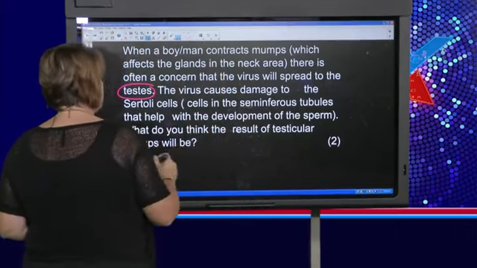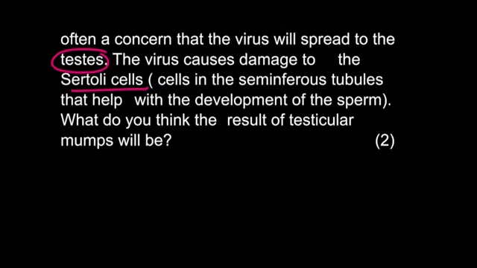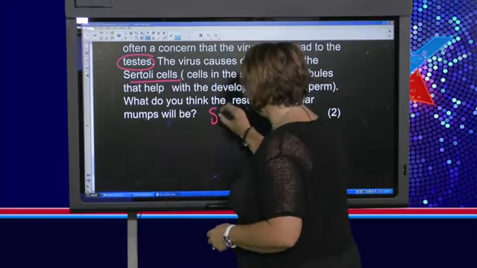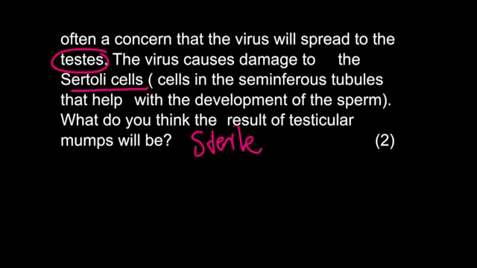The Sertoli cells, what do they do? The cells of Sertoli help with the development of sperm. What do you think the result of testicular mumps will be? What will happen if they can't produce sperm? Sterile. Sterility is a result.